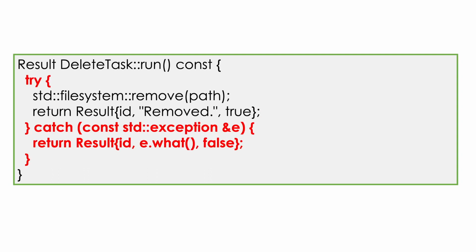If it does throw an exception, though, we catch that exception, we report the exception as part of the result, and then we report false that it was unsuccessful, and then also report that ID.